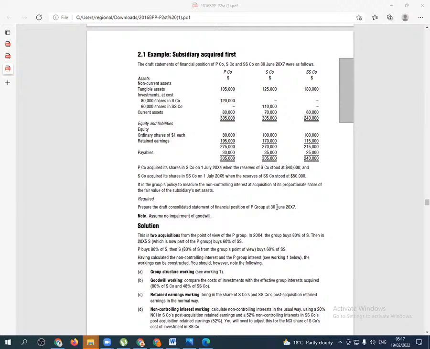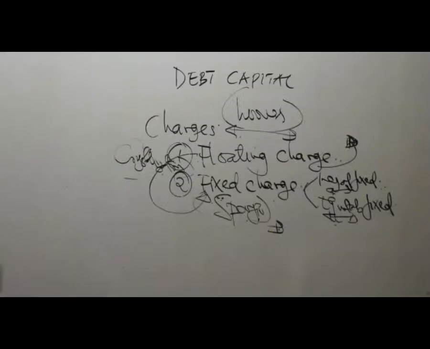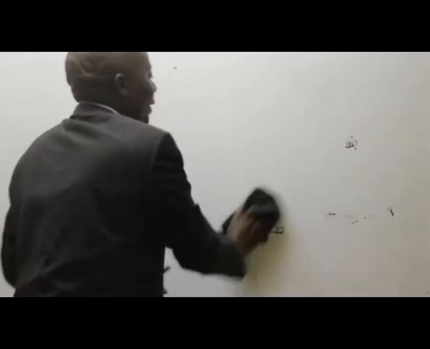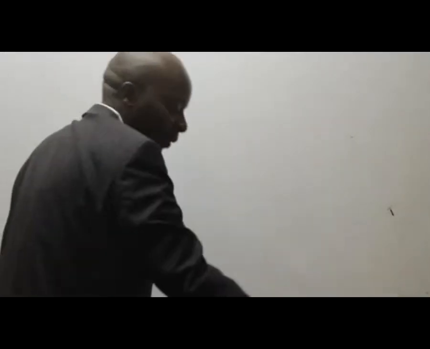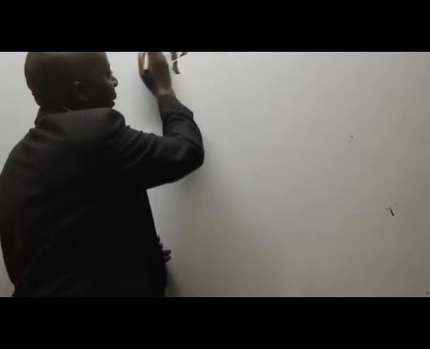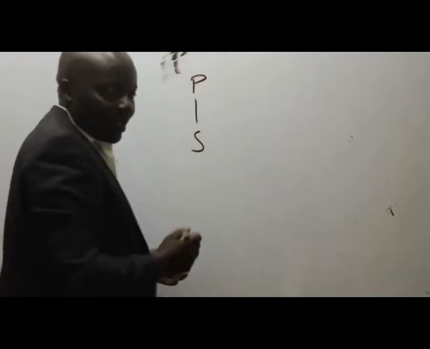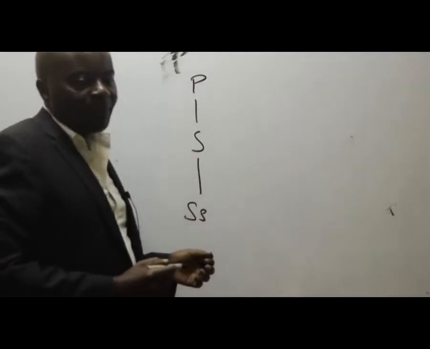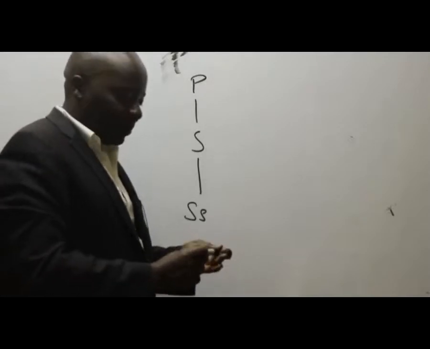Ladies and gentlemen, this is quite an interesting one. I can see something very important there: that P bought S, and then S bought SS. So P bought S, and then S went ahead and bought SS company. Interesting. So what were the percentages?